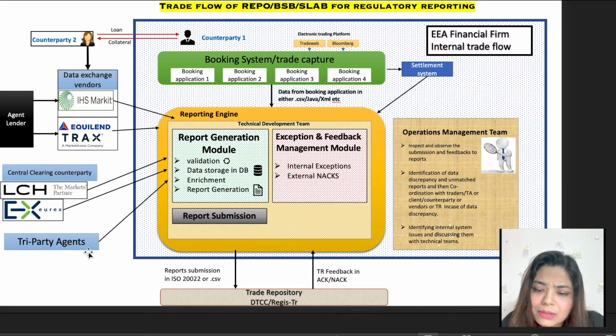Now there is one more entity from which the reporting engine receives data, that is a tri-party. Now what is a tri-party? In a normal SFT transaction, there are two main parties, that is a borrower and a lender. However, sometimes for collateral management and settlement processes, the lender and borrower decide to use a tri-party facility for collateral management over the overall life cycle of the trade.